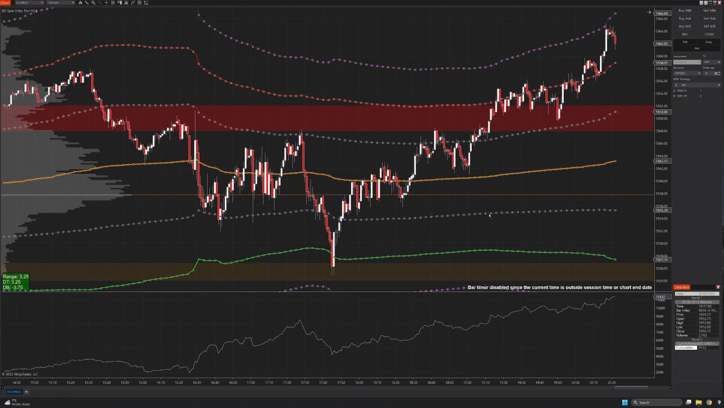What else do I have on the screen? I have this thing right here. This is probably the most important indicator that you can use if you are into using indicators. This is the volume weighted average price. These lines represent standard deviation.